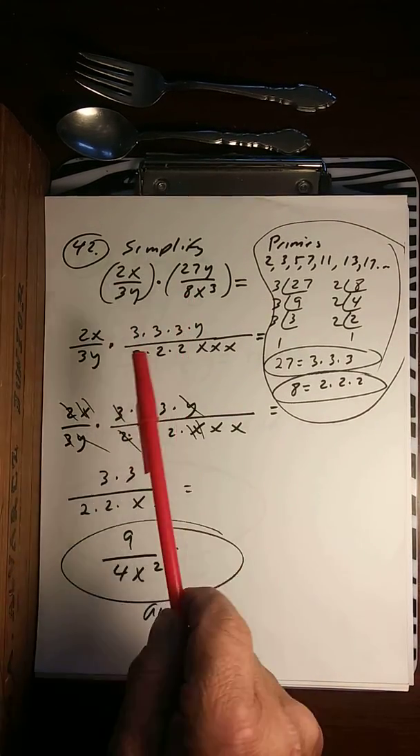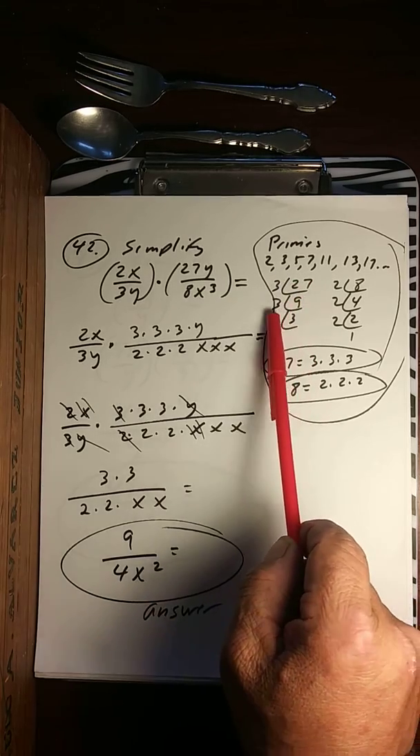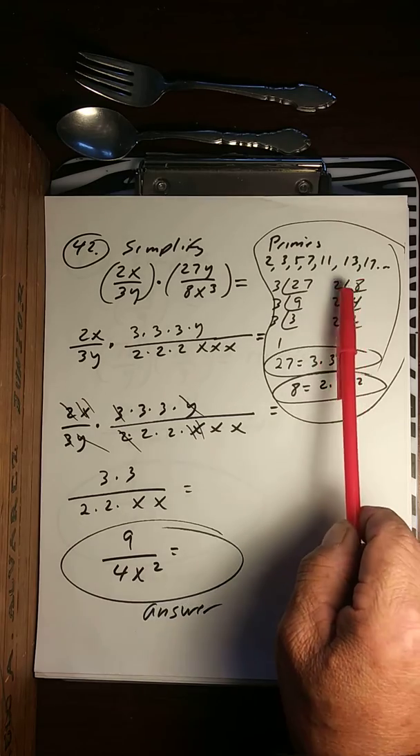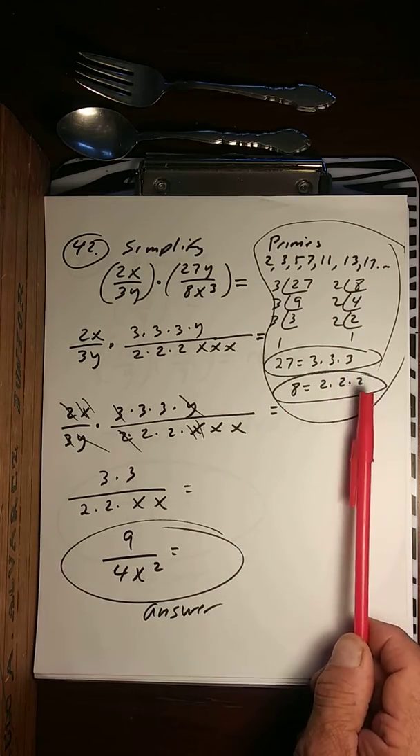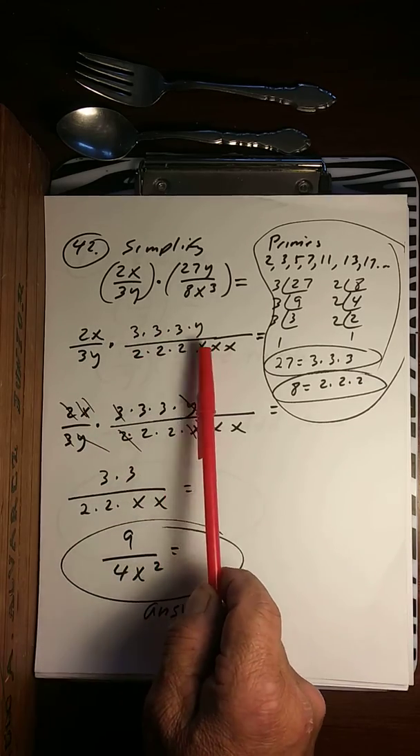Multiply this out. First thing I'm going to do is factor this out. 27: 3 goes into that, 3 goes into that, 3 goes into that. So 3 times 3 is 9, times 3 is 27. 8: 2 divides that, 2 divides that, 2 divides that. So 8 is 2 times 2 times 2. Replace them in here. So you have 3, 3, 3 in y, 2, 2, 2, x, x, x.